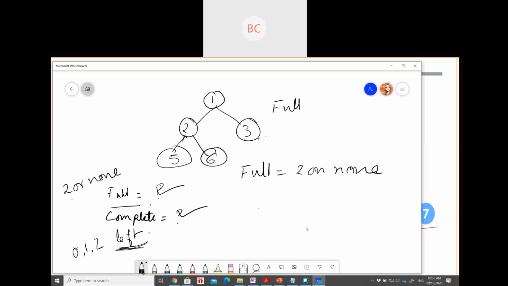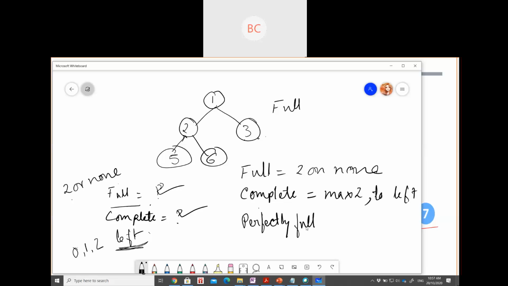And for the complete condition, max 2 and skewed towards left. And what is the perfectly full, or you can say just perfect binary tree? Exactly 2. Okay, exactly 2. And leaves at the same level.